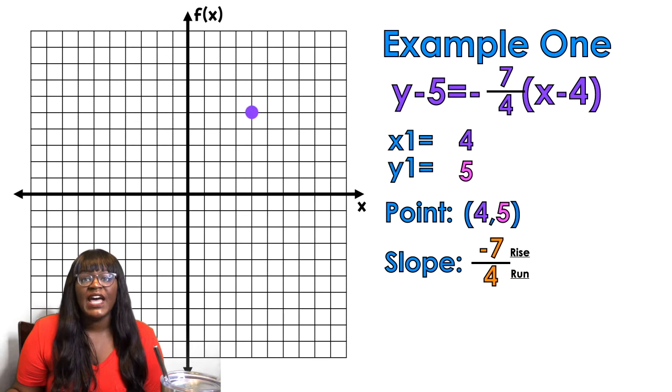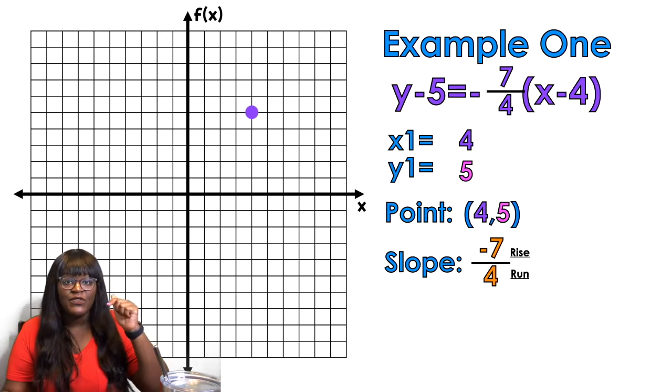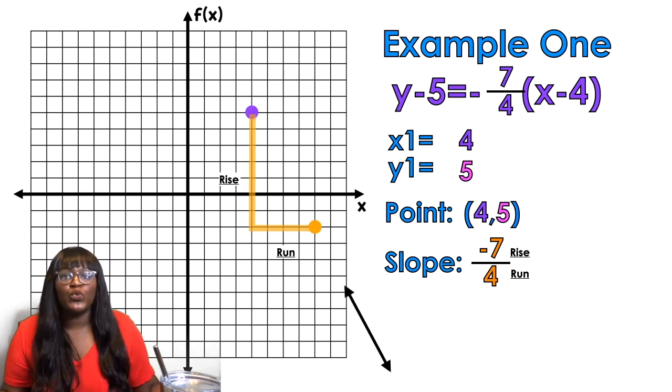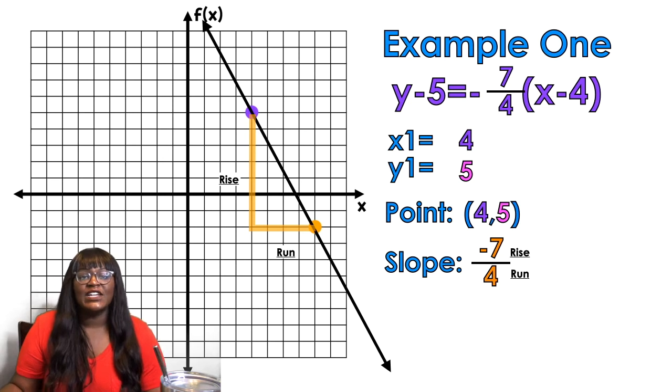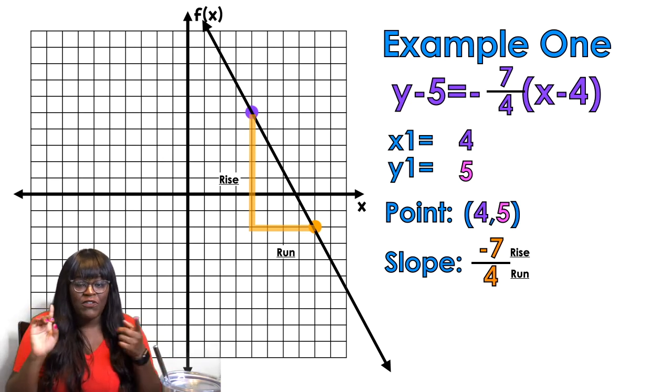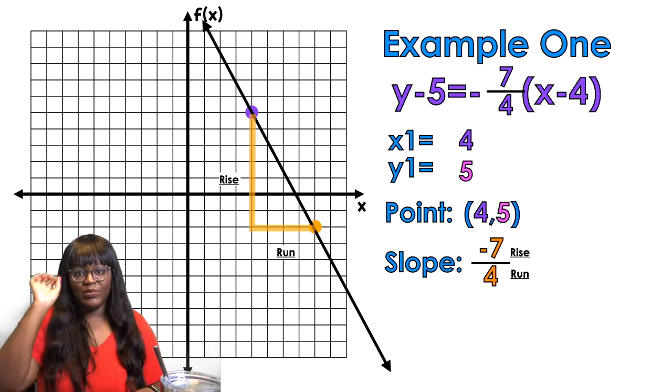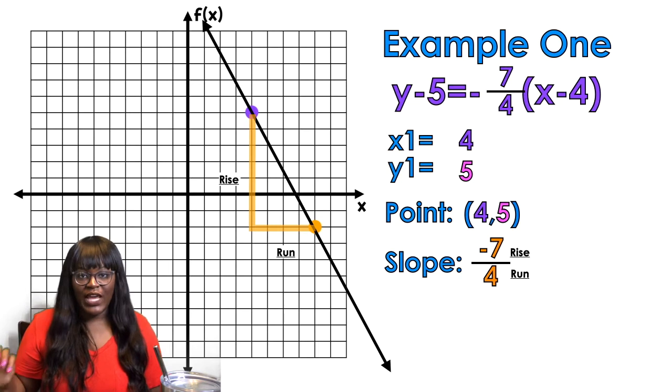And when I do that, to find my next point, I'm going to use my rise over run. So my rise is negative 7, so that means I'm actually going to go down 7. So you see the point turned orange. Now starting from that point, I'm going to go down 7 and I'm going to run over 4, and that's going to go ahead and be a line. You see, it's really simple. Find x1, find y1, find your rise over run, plot the point, rise over run, draw a line. Boom!